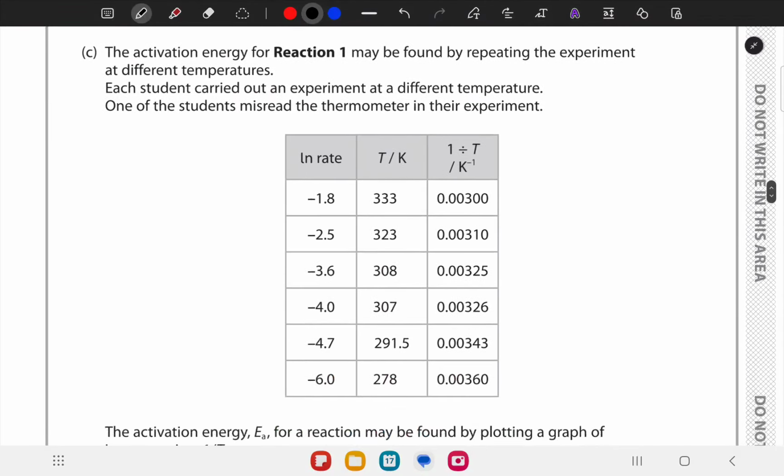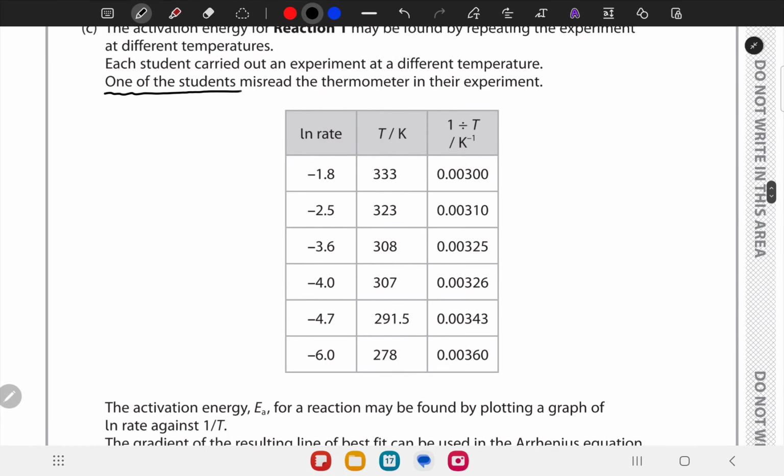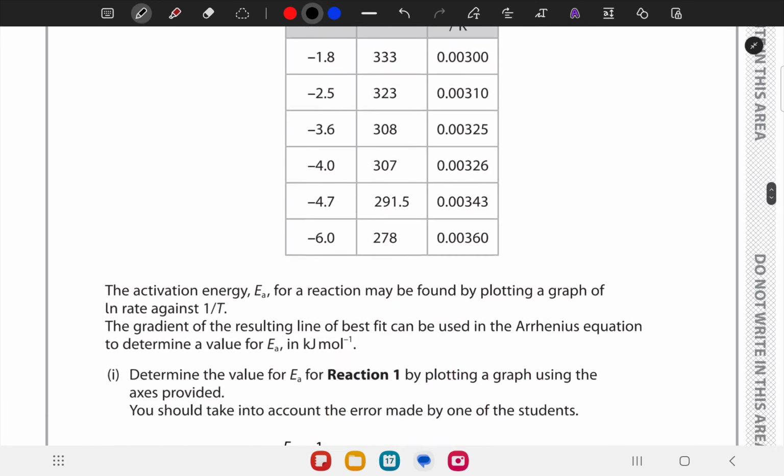So in this table we have the value of ln of the rate, the natural logarithm of the rate, and the temperature at which the reaction is taking place. Now in this information we are given that one of the students misread the thermometer in their experiment. So we'll have one anomaly in our graph. From that we can find out which student made the error, which value over here is wrong.